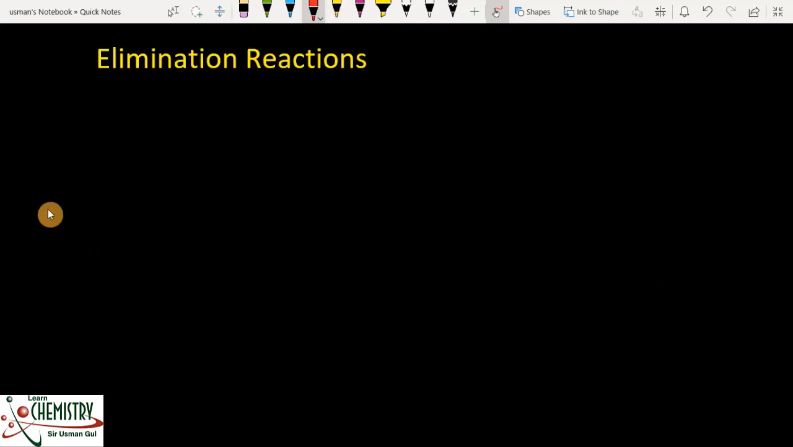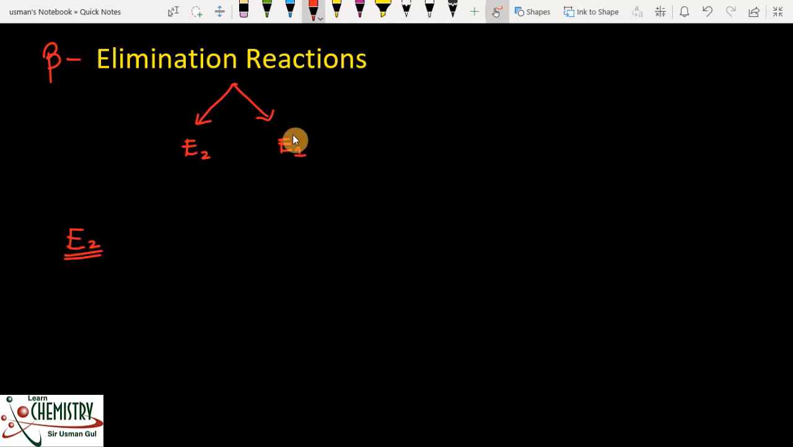Okay, now let's talk about the elimination reaction. Elimination reactions are also of two types. Number one is called the E2 reaction mechanism, and the second type is called the E1 reaction mechanism. Remember that they are also named beta elimination. Why they are represented as beta elimination, I will discuss during the mechanism. First I will tell you the general mechanism. I will start explaining the general mechanism of E2.